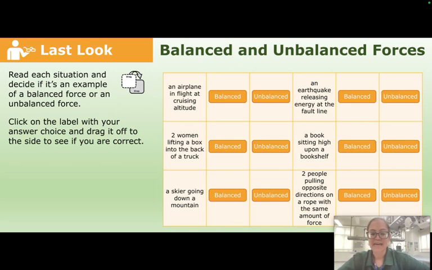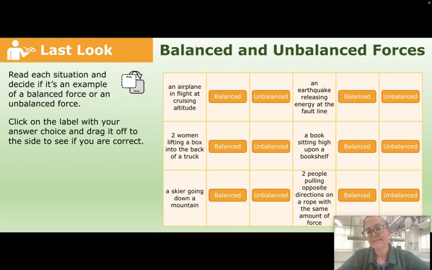A skier going down a mountain. Is that balanced or unbalanced forces? We literally just had this example. That would be unbalanced because they are picking up speed as they go down the mountain. Their position is also changing. They were at the top of the mountain, and now they're down towards the bottom. So yeah, they're definitely unbalanced forces.